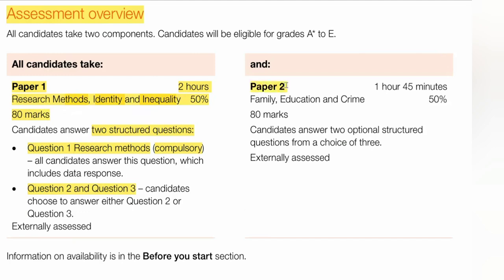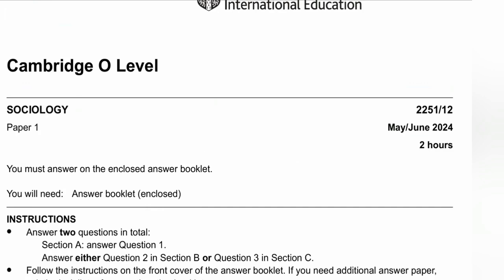In paper number 2, the other 3 chapters are included: family, education, and crime. It carries 80 marks and it is for 1 hour 45 minutes. In this paper, again, students are required to attempt 2 questions from the given options. So this is how paper 1 looks.